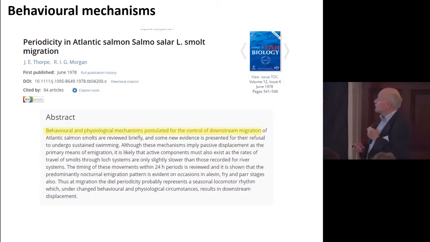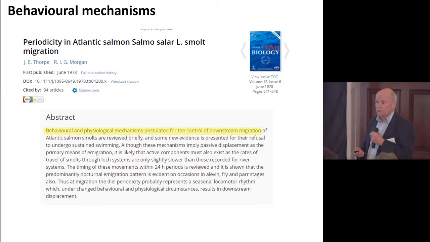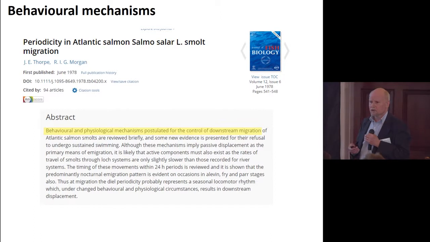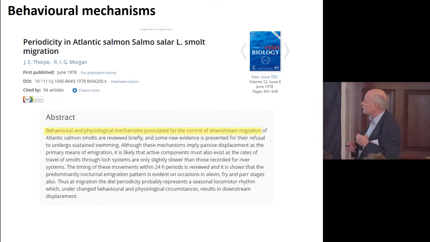So this was done in 1978 by John Thorpe at the Freshwater Lab. He already started to look into this mechanics and was starting to look at what's involved with smoltification, what fish do, and trying to break down the behavioral and physiological mechanisms. And a lot of the work that's being done now started back with John's stuff.